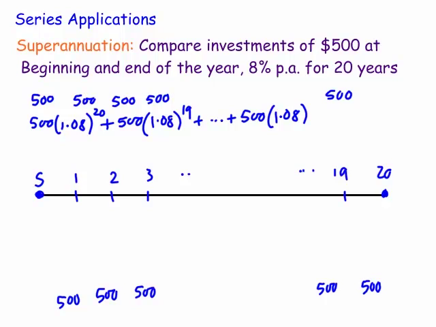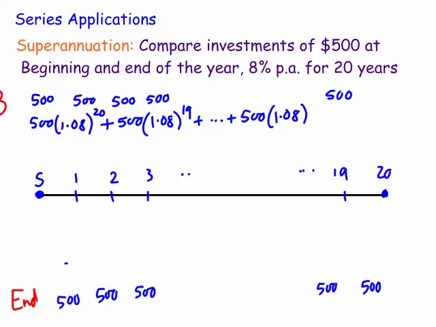Now remember, this is the beginning, so you might like to write down B for beginning, and let's write down E for end. So let's actually write down what the end of the year ones would accumulate to.